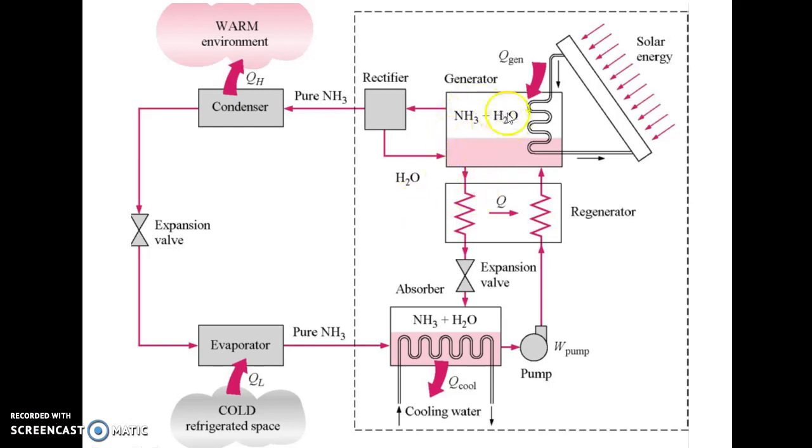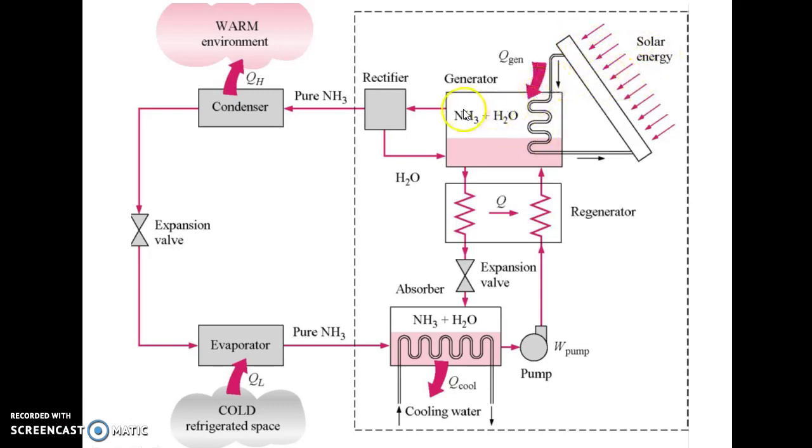Once it reaches the generator, it is supplied with energy. Now the advantage of vapor absorption system is that we can use waste heat that is rejected by other systems, or non-conventional energy, that is, we can use energy that is easily available. For example, solar energy. In this case, it uses solar energy.